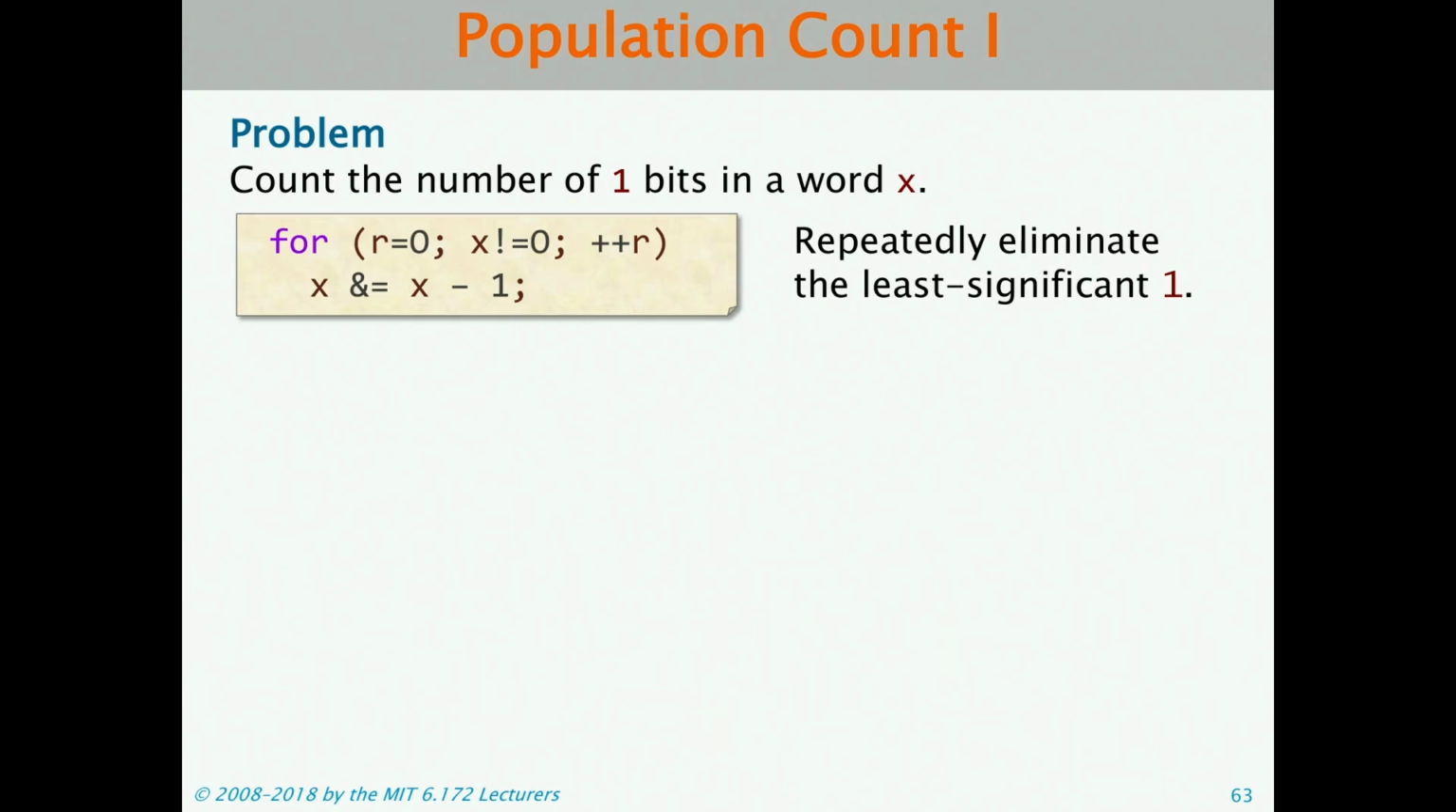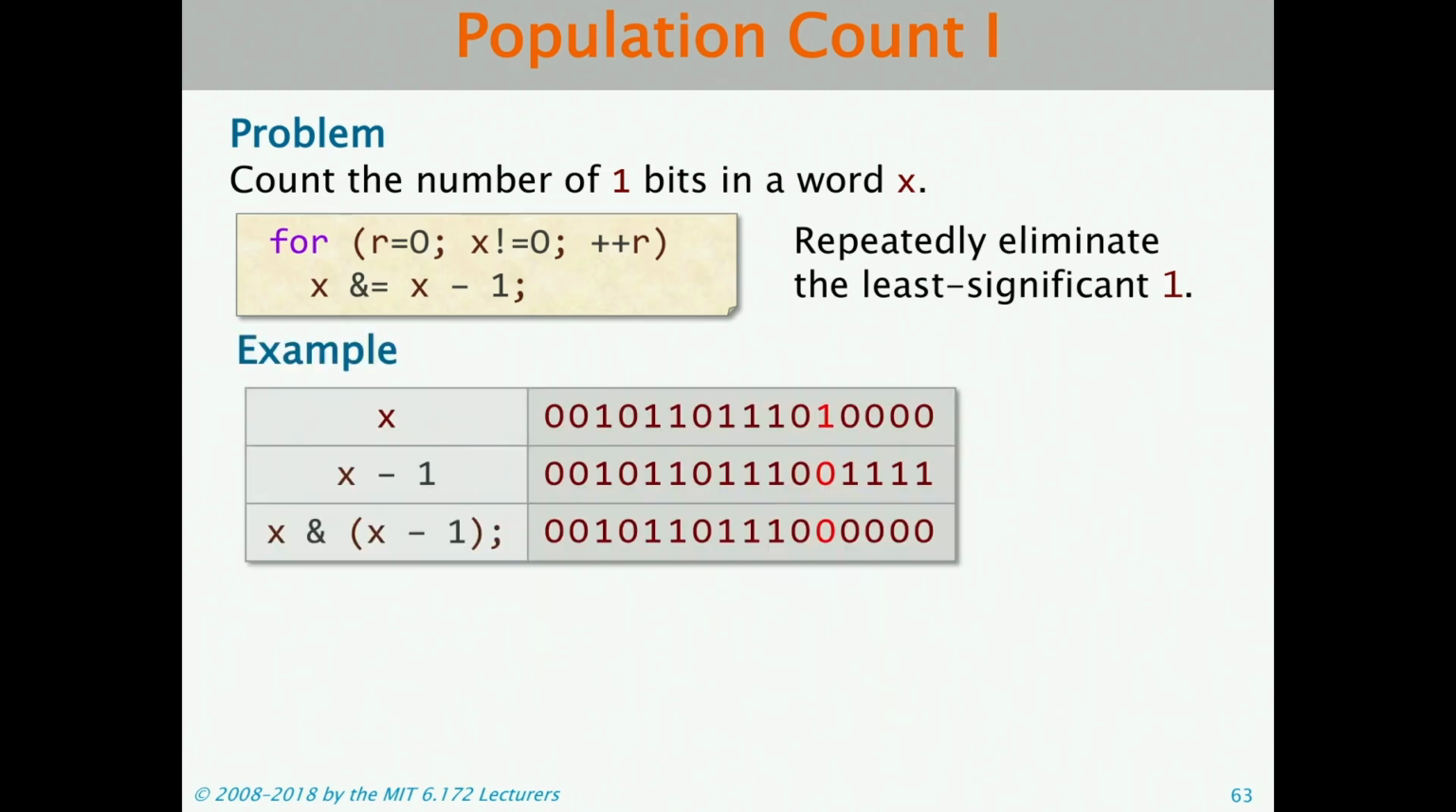Here's a way to do this that repeatedly eliminates the least significant 1 bit in the word. So we have this for loop where r is initialized to 0, and we're going to repeat this loop until x becomes 0. And each time we go through this loop, we increment r. And inside the loop, we're going to set x equal to x ANDed with x minus 1. And this is going to clear the least significant 1 bit in x.